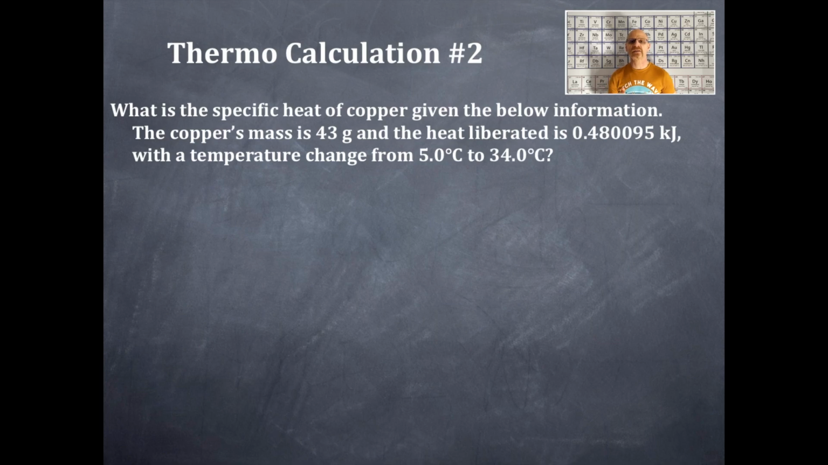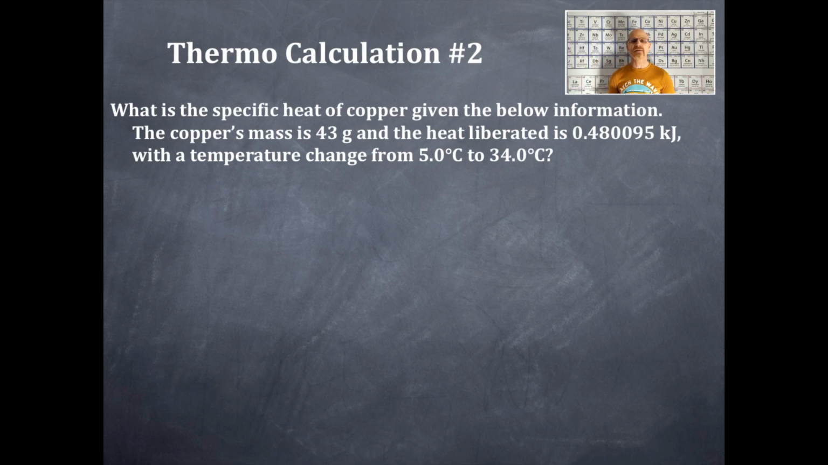The copper's mass is 43 grams. The heat liberated is 0.480095 kilojoules, with a temperature change from 5.0 degrees Celsius to 34.0 degrees Celsius. All right, so the question is, which equation are we using?